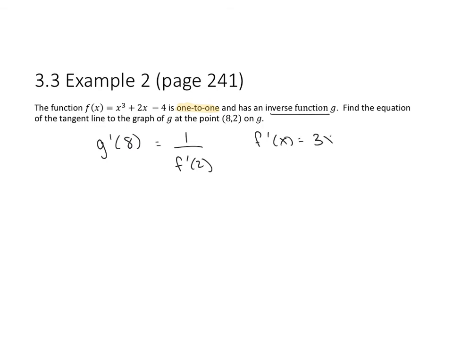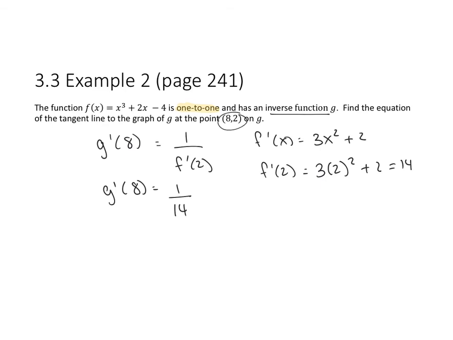That's going to be 3x squared plus 2, and then f prime of 2 is 3 times 2 squared plus 2, so 4 times 3, 12, plus 2, 14. So g prime of 8 is 1 over 14. So there's my slope, and I have my x and my y. y minus 2 equals 1/14 times (x minus 8). And of course you can simplify that and put it in any form you want, or you can just leave it as it is.